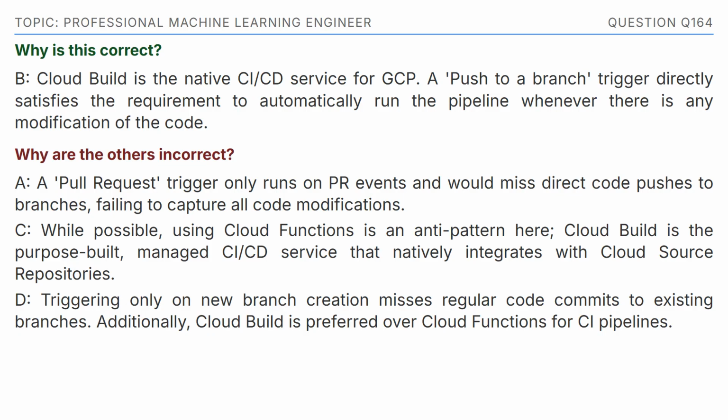A. A pull request trigger only runs on PR events and would misdirect code pushes to branches, failing to capture all code modifications. C. While possible, using cloud functions is an anti-pattern here. Cloud Build is the purpose-built, managed CI/CD service that natively integrates with cloud source repositories. D. Triggering only on new branch creation misses regular code commits to existing branches. Additionally, Cloud Build is preferred over cloud functions for CI pipelines.